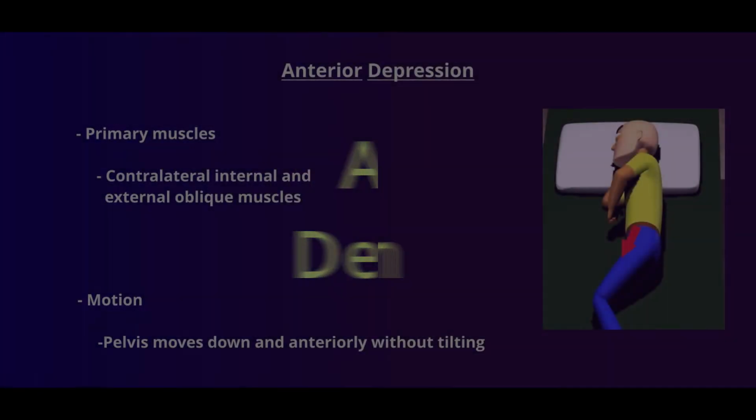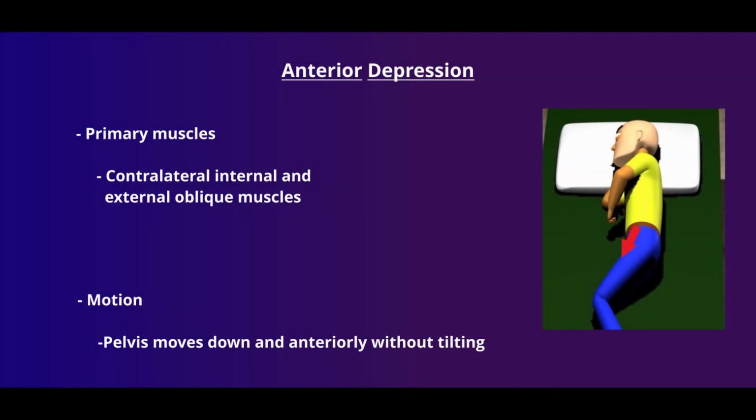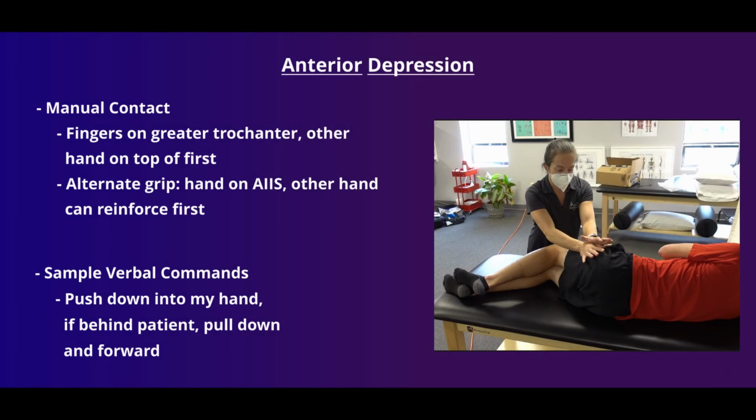One of the more challenging directions for patients to perform is anterior depression. With this pattern, the pelvis moves down and anteriorly, again without tilting. To complete this motion requires contraction of the contralateral internal and external oblique muscles. With both anterior and posterior depression, the amount of movement is relatively small. For this pattern, the clinician can be positioned either in front of or behind the patient.